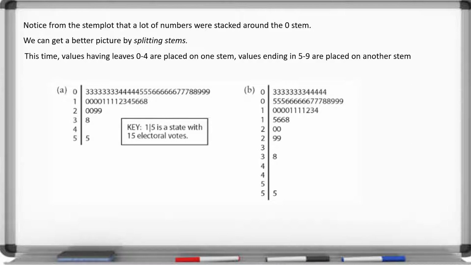So notice that there are two zeros. For the first 0 on the right stem and leaf plot, we went from 0 to 4. And then for the second 0, we went from 5 to 9 and listed out those digits. And this gives us a better picture of the distribution. And that's our splitting the stems.